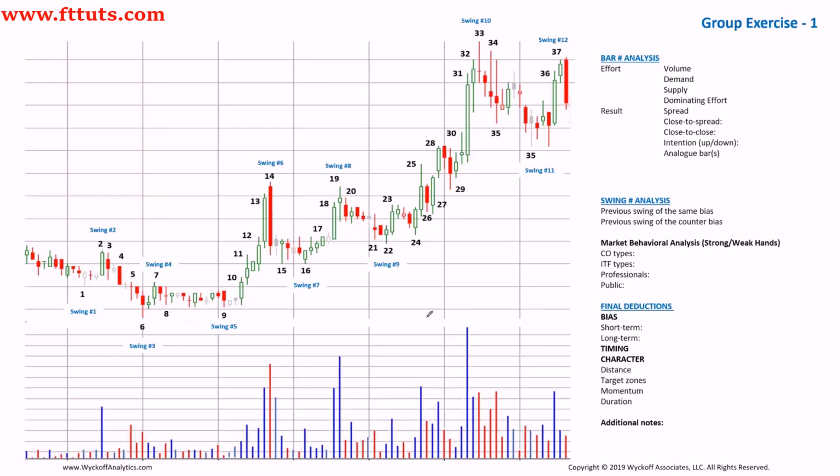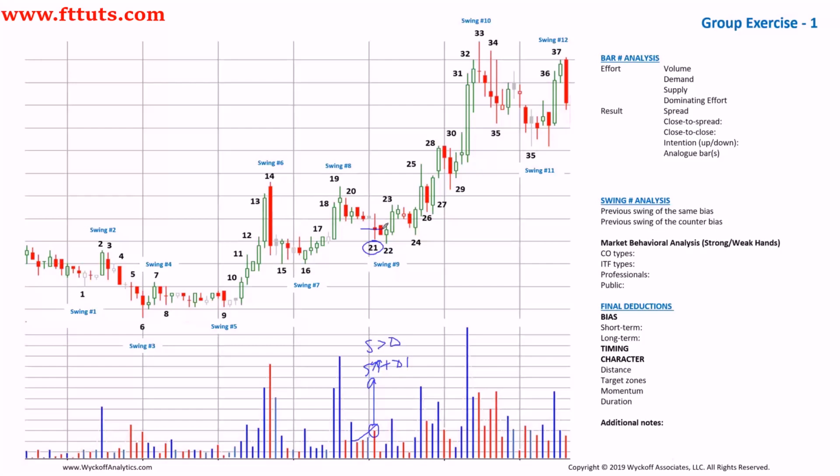What else is interesting here? So bar number 21, some additional characteristics. The volume signature has increased here. And what does that suggest, Ronnie? Increase in supply. Supply has increased, yes. What about demand? Compared to supply, it's down. It's smaller, yeah, because supply still dominates the demand.